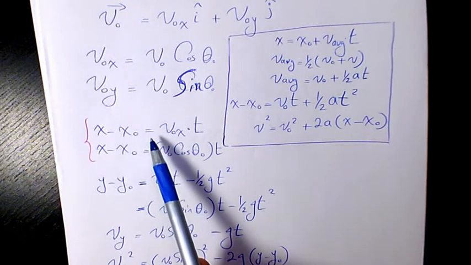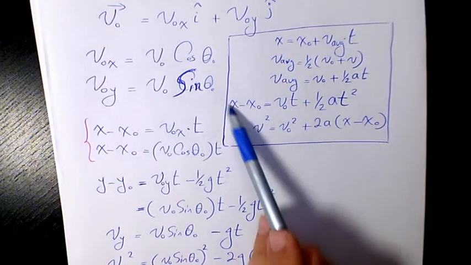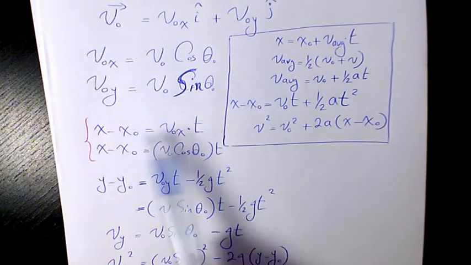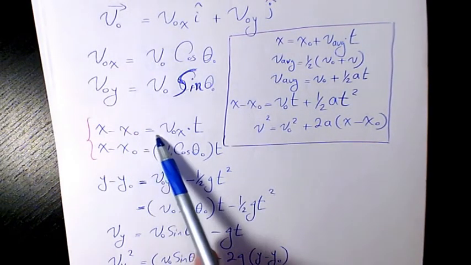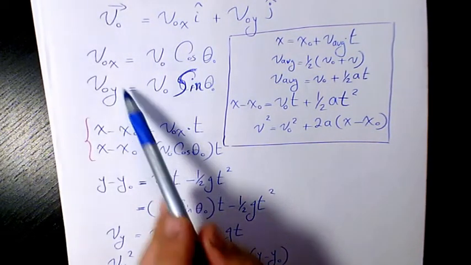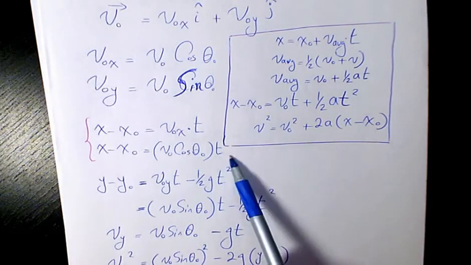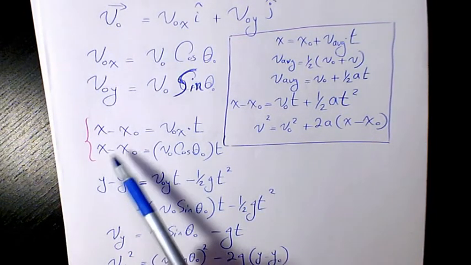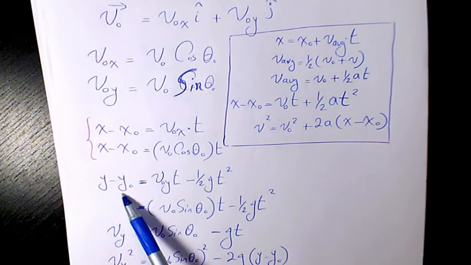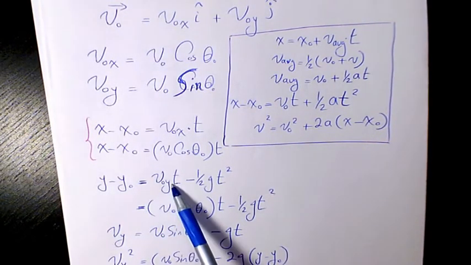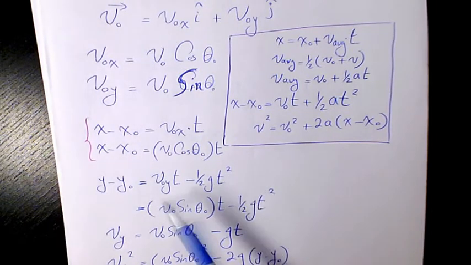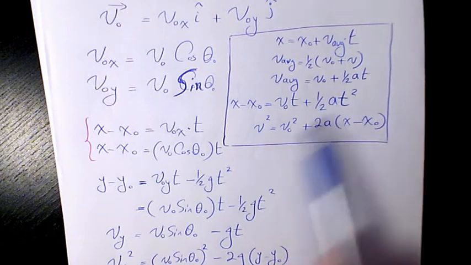We had these equations before, but here we are talking about the x and y directions. In the x direction there is no acceleration at all, so this part is cancelled out, and we end up with x minus x naught equals v0x times t, and v0x we already found equals v0 times cosine theta naught. What about the y direction? We can rearrange this formula in the y direction: y minus y naught equals v0y times t minus 1/2 g t squared. The reason it's negative here is that the acceleration is negative g.